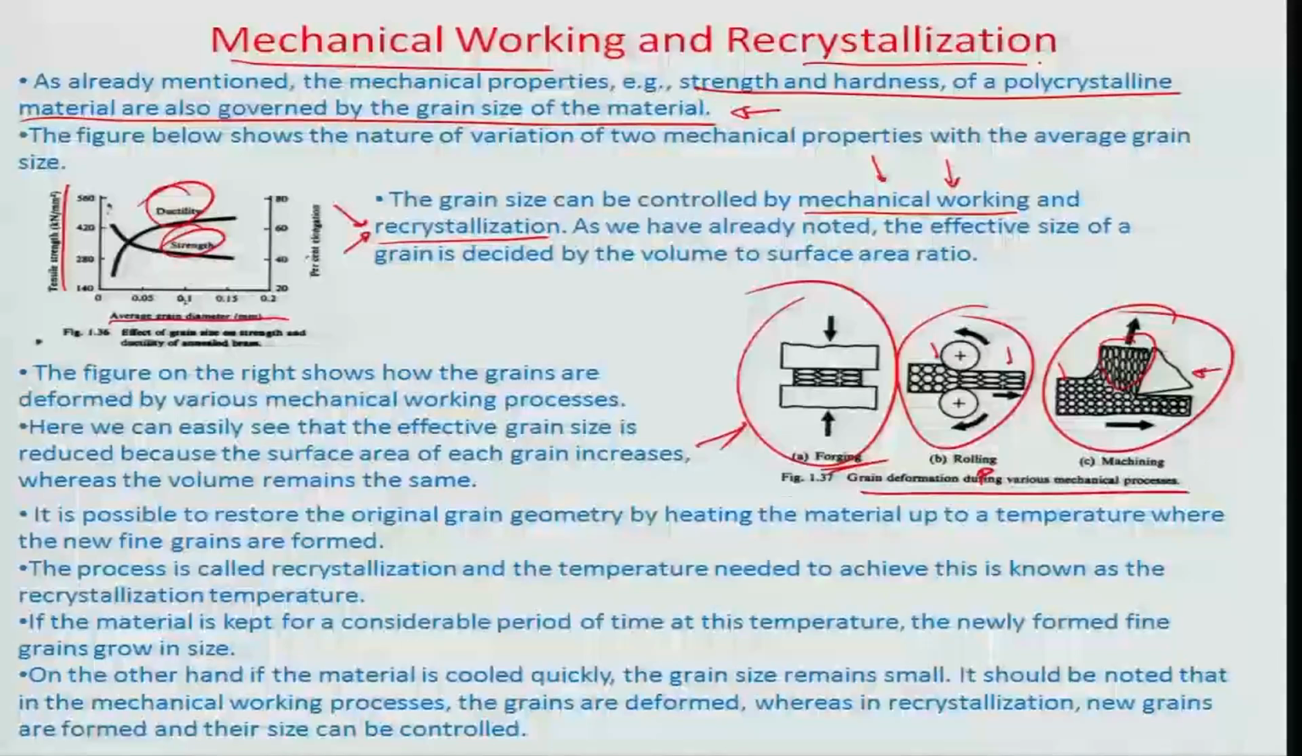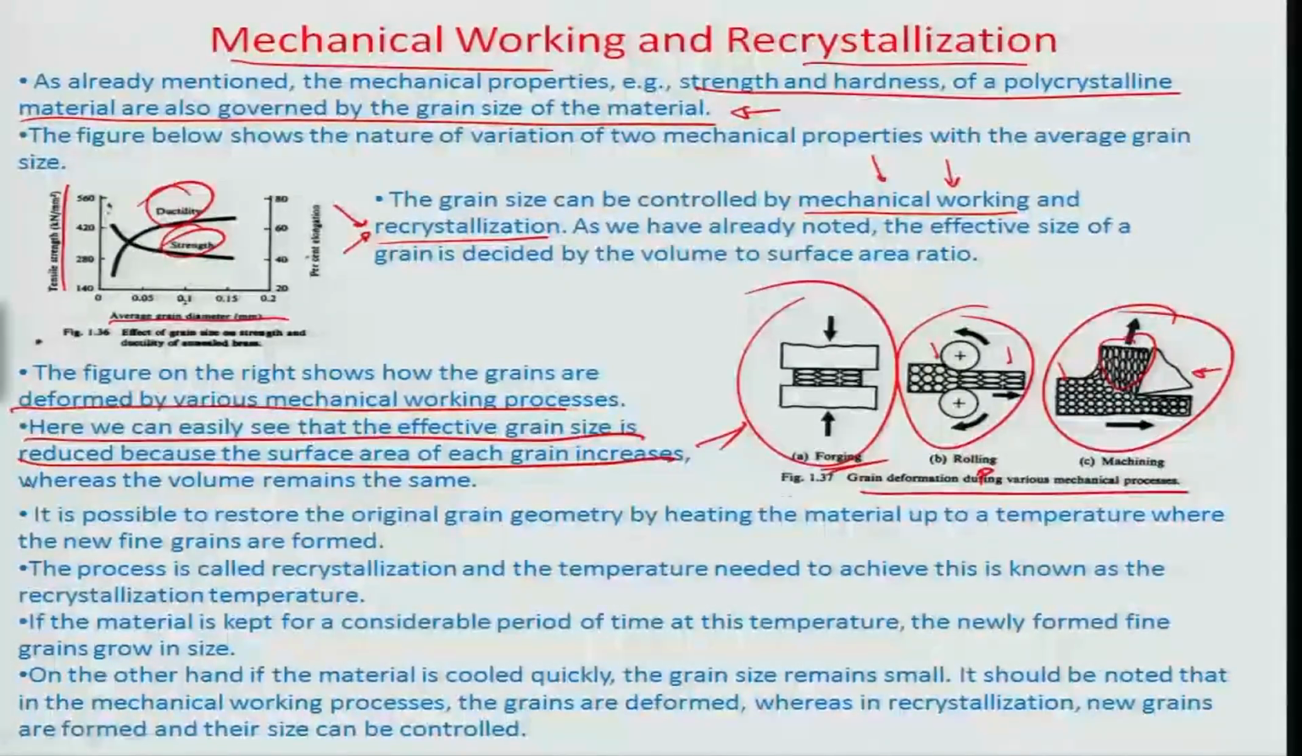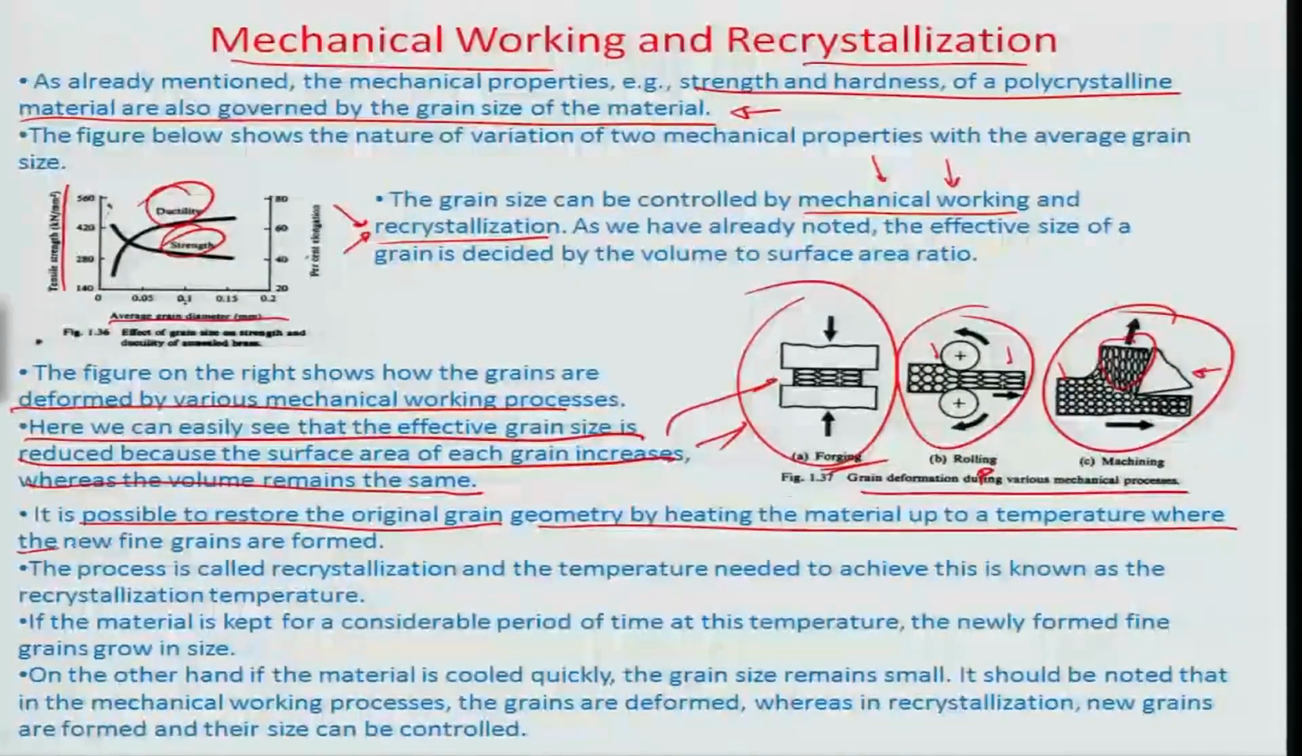So the figure on the right shows the grains deformed by various mechanical working processes. We can easily see that the effective grain size is reduced because the surface area of each grain increases, whereas the volume remains the same. It is possible to restore the original grain geometry by heating the material up to the temperature where new fine grains are formed, and that process is known as recrystallization.